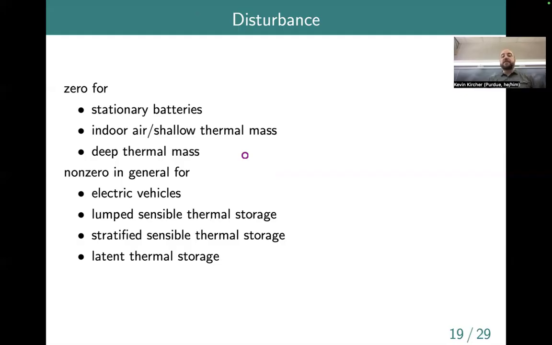So for electric vehicles, it's related to the energy dissipated for driving. And for the active thermal storage models, it's related to the energy that's withdrawn from the storage system, for example, to provide some process heat for an industrial facility, or to provide space conditioning for a building, or provide hot water for showers, something like that.